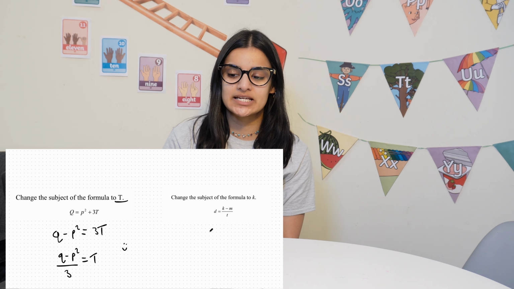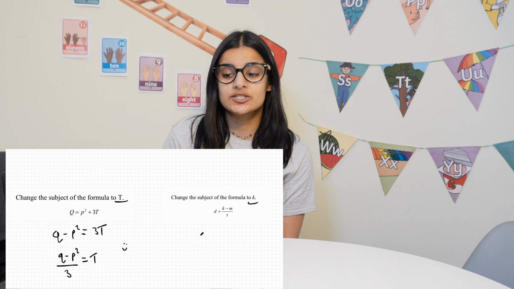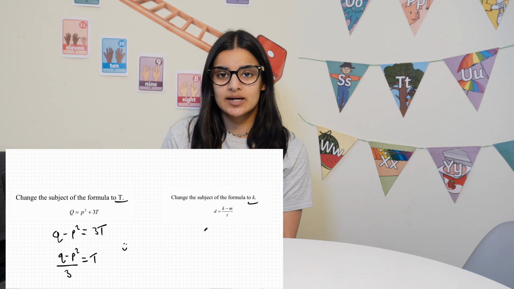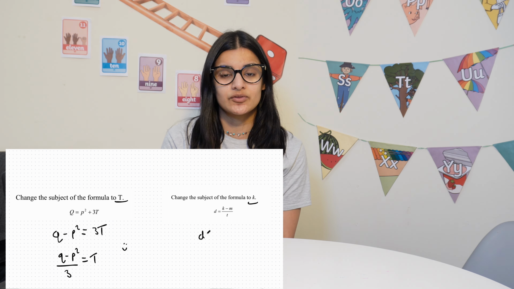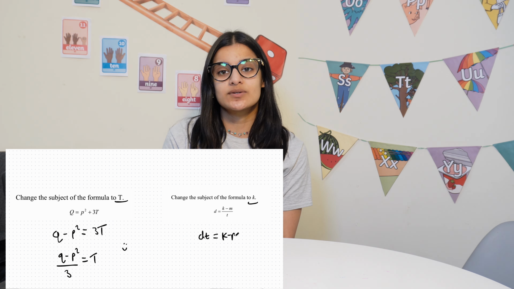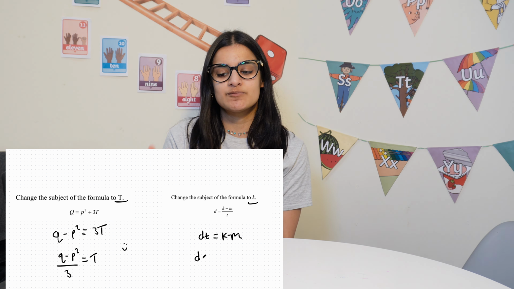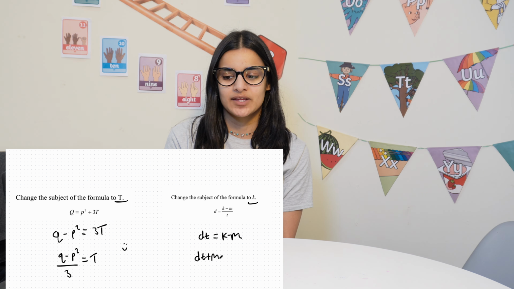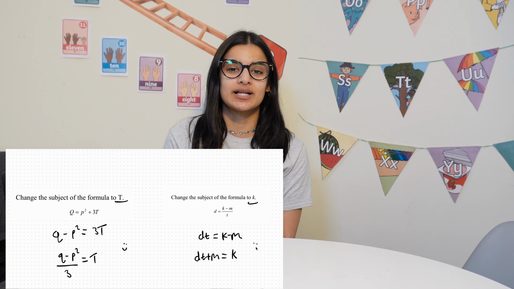So my given equation is d equals k minus m over t, and I want to change the subject to k. So this time, the first thing I want to do is get rid of that fraction. And to do this, I'm going to multiply both sides by t to cancel out the fraction, which will leave me with the equation d times t equals k minus m. And the last thing that I'll need to do is just add m to both sides to isolate that k, which will leave me with my final equation of k equals dt plus m.